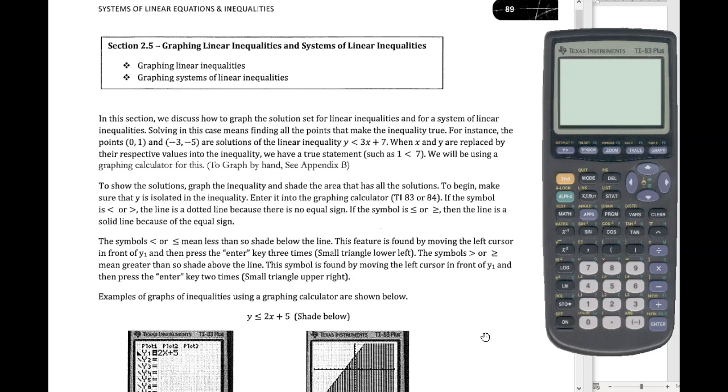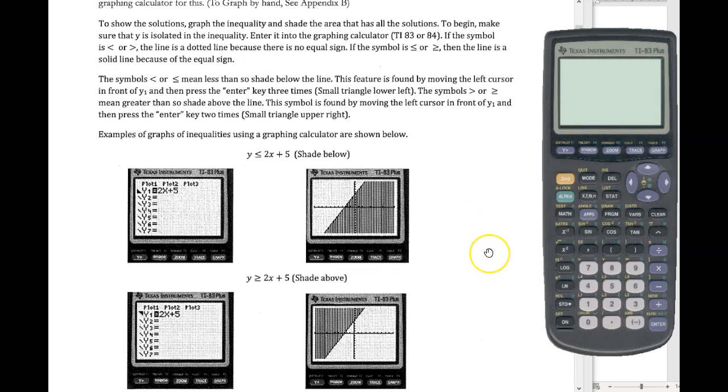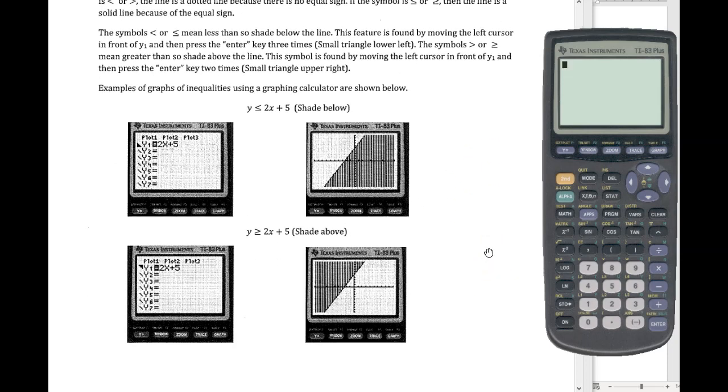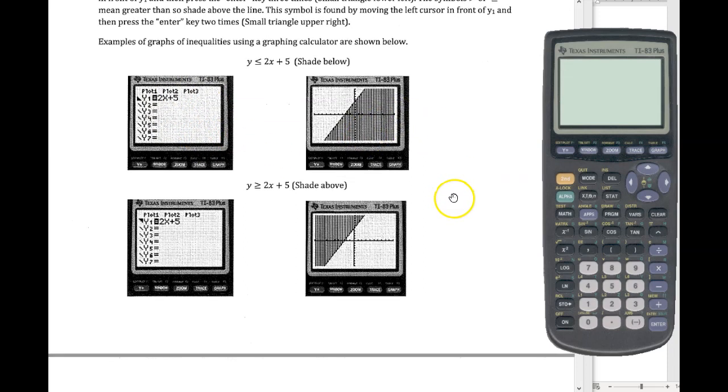In this textbook, we encourage the use of the graphing calculator to graph your linear inequalities and systems of linear inequalities, so we're going to do that in this video. It shows you what your calculator screen will look like when you input your inequality and then when you graph the inequality. We're going to practice doing that in this section.